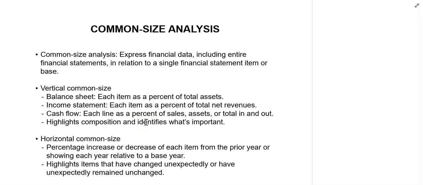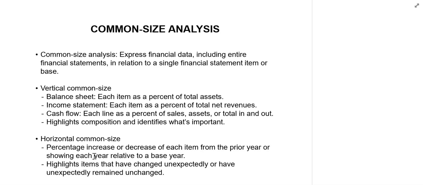Vertical common size analysis helps highlight the composition and identify the elements or items that are the most important in the income statement, balance sheet or cash flows. Horizontal common size analysis is used to analyze the same item in relation to its prior periods. So if we want to see the trend of growth in a particular line item in the balance sheet or cash flows or income statement, we divide each year its value by the base period value.